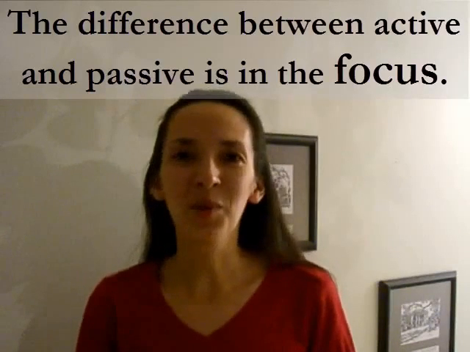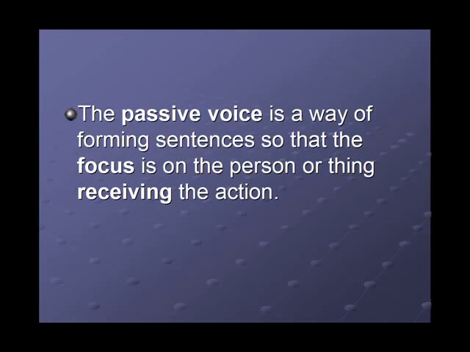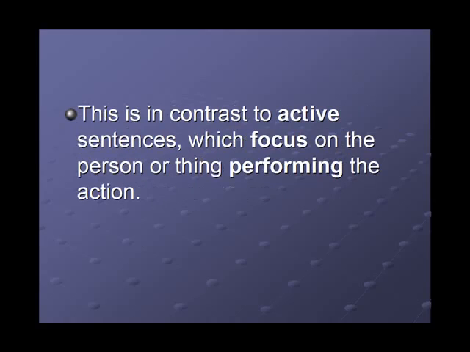Okay, let's talk more in detail about what the passive is and how it's formed. What is the passive voice? Grammar books call it either the passive voice or simply the passive. The passive voice is a way of forming sentences so that the focus is on the person or thing receiving the action. This is in contrast to active sentences, which focus on the person or thing performing the action.